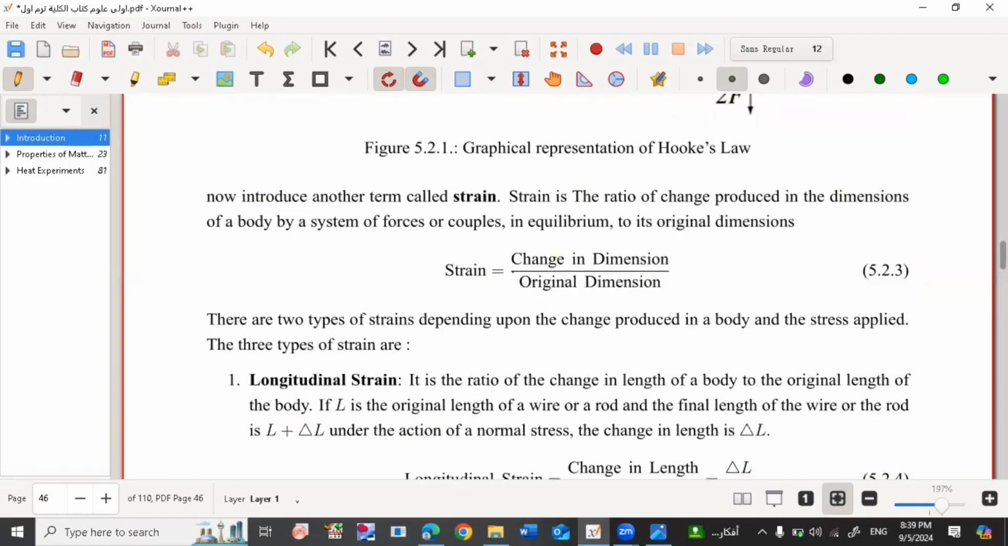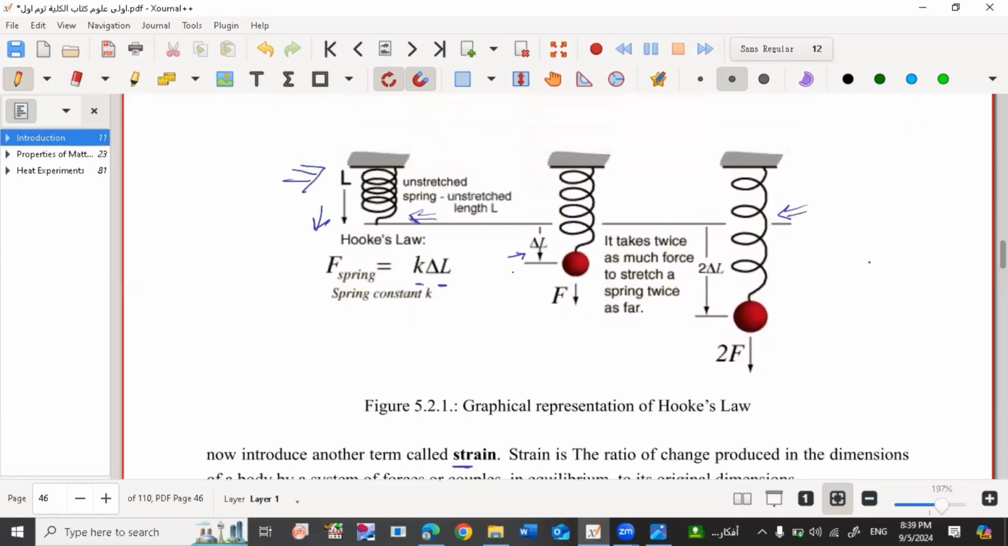So what does the term strain refer to? Strain is the ratio of a change produced in the dimension. This means this deformation or elongation occurred in this direction here. This elongation is delta L. And the ratio is between delta L and L, where here is delta L, and here is L.